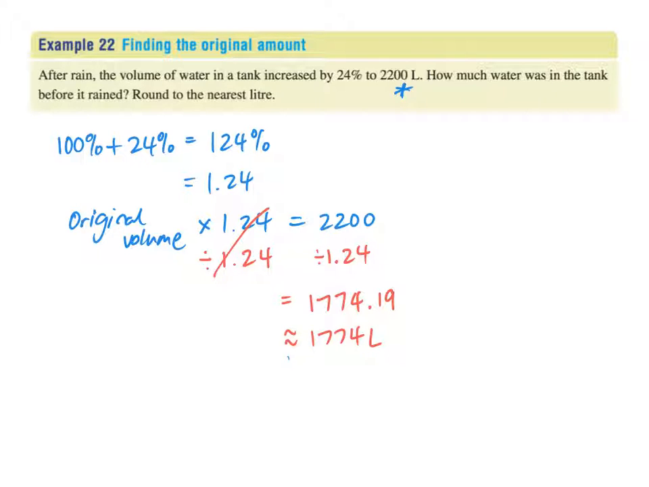Okay, so let's just end off by saying the original volume is this amount here. Original volume is 1774 litres.